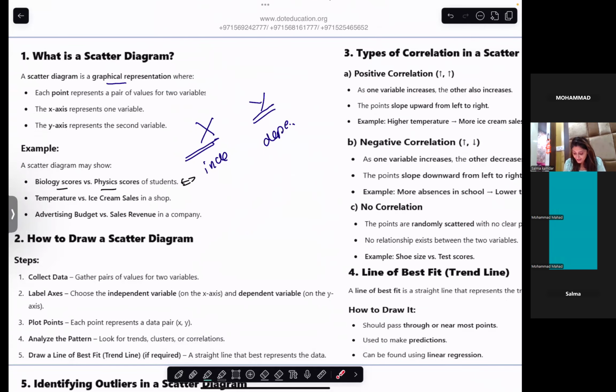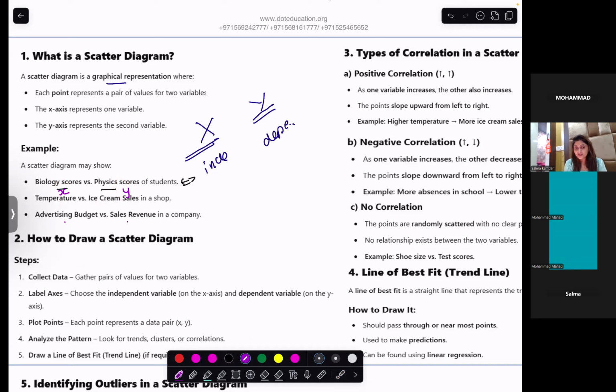Tell me, is there any relationship between temperature and ice cream sales? Yes. When the temperature increases, sales increase. That means what is dependent on what? Ice cream sales are dependent on weather. So ice cream sales will be what variable? It would be Y, and this is X.